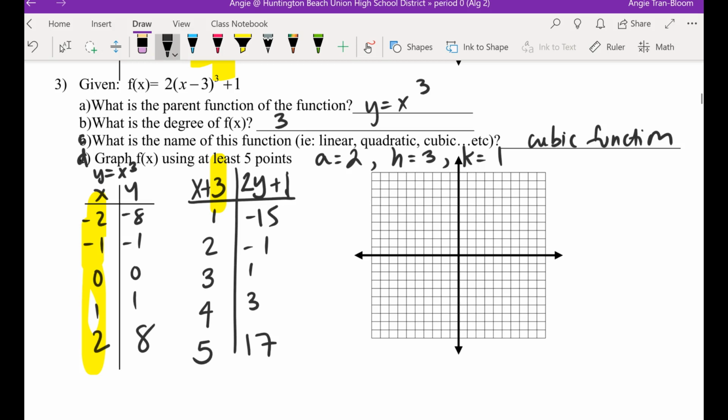2 is now negative 1. 3 is positive 1. 4 is 3. Okay, if I need to, I can probably extend that to like negative 15 down here. And then if I want to, negative like that. But you can always go above and beyond the grid. Or you can always rescale it. Perfect. All right, there you go.